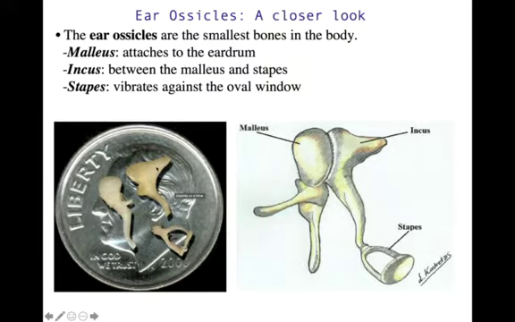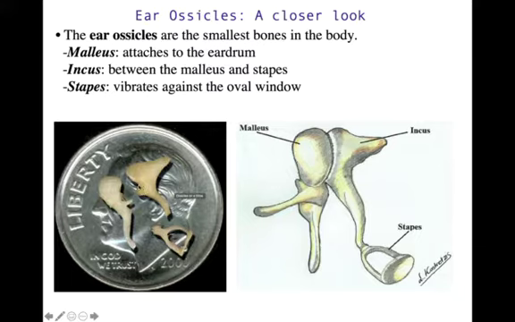The one that's shaped like an anvil, well, this is the incus, and the one that's shaped like a stirrup, well, this one here is the stapes. Over here is a drawing you guys can see of how these would articulate with one another. Now, on page 2 of your lab manual, you actually see these bones.